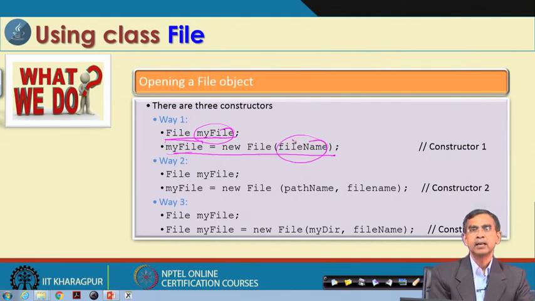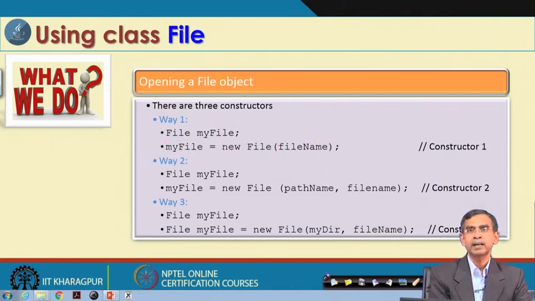Here, every file that is there in your memory or in your system has a unique name. So, you have to pass the file name. This is basically a constructor. So, if we pass a file name, then we can create a file object. Creating this file object means that from your program you make a connection to that file. So, this is one way, and this is the first constructor that you can use.